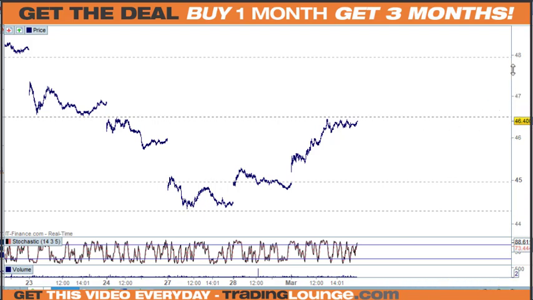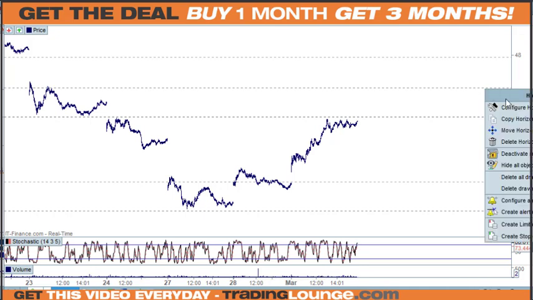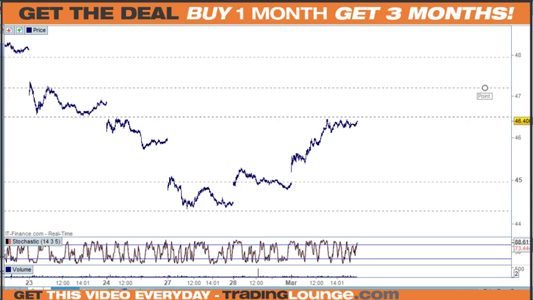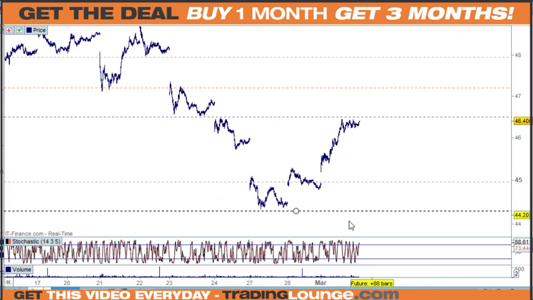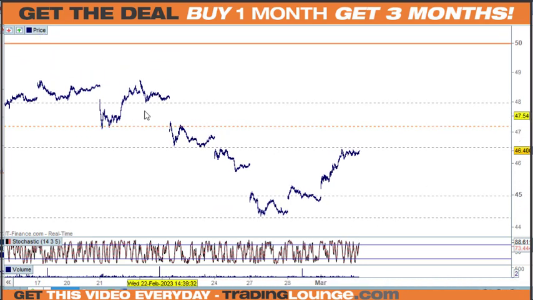Okay, so that's 46.50 here. This will be 47.20 there, 22 and a half rather. But so yeah, I'm not sure about this little guy here. Let me just go back and have a look here.